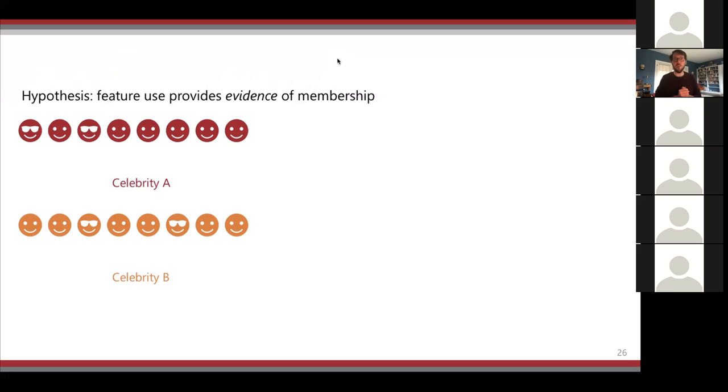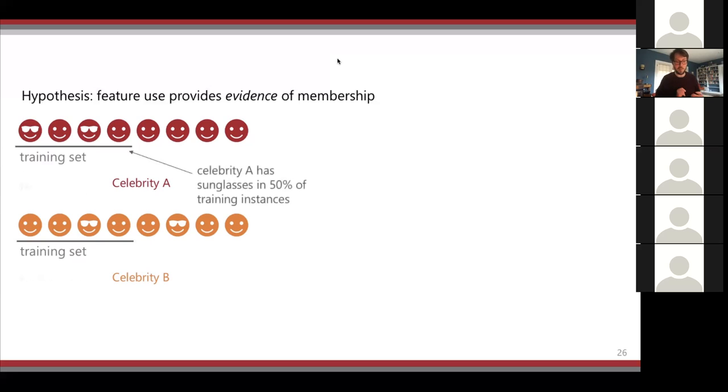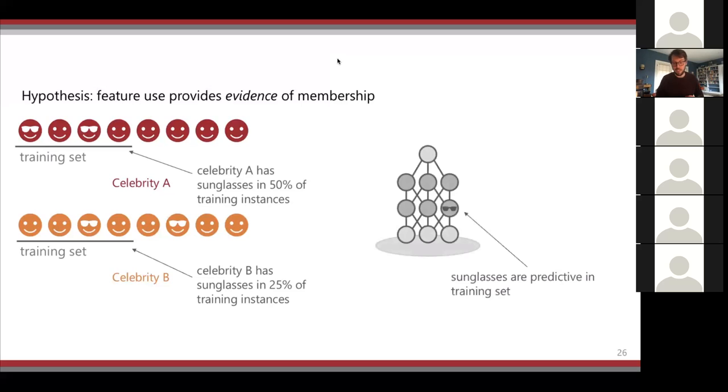In real life, both celebrities are equally likely to wear sunglasses, right? But for whatever reason, just by chance, the training set that we have has celebrity A in sunglasses half the time, and celebrity B much less frequently, right? If this happens, then it's certainly reasonable and consistent with the learning objective to learn a feature that recognizes sunglasses and encode an association of that feature with celebrity A, right? So that when we're done training our model, if we're given an instance of somebody wearing sunglasses, there's going to be some computation in the model that identifies sunglasses, and that feature is going to be influential on the prediction of an individual as celebrity A, right?